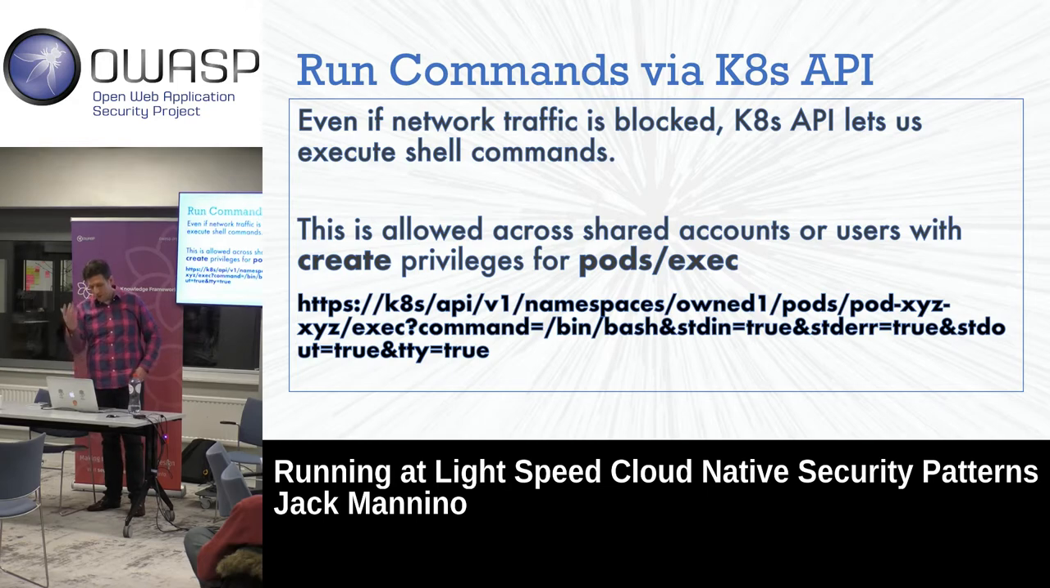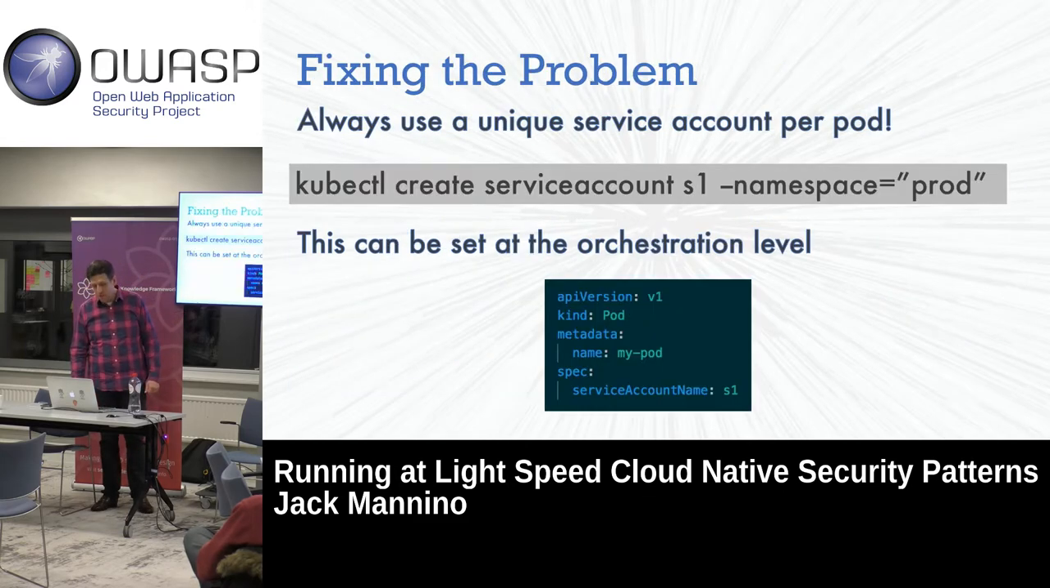And here's an example, just kind of what that command looks like there. It's literally just whatever your endpoint name is, and then you can basically add your commands as a set of multiple commands there with flags. But the key there is that even if network access is blocked, you can still do things with the API. So how do we fix that problem?